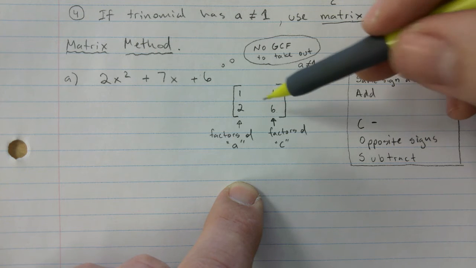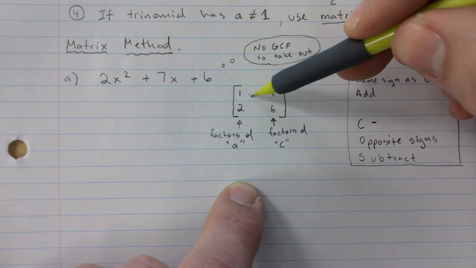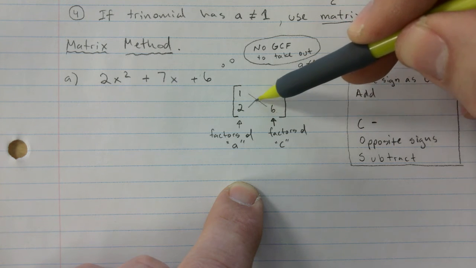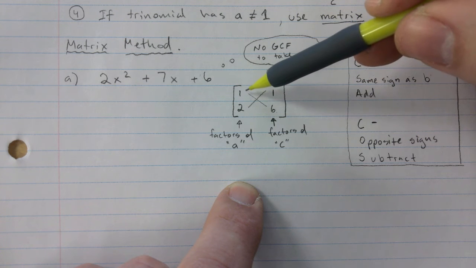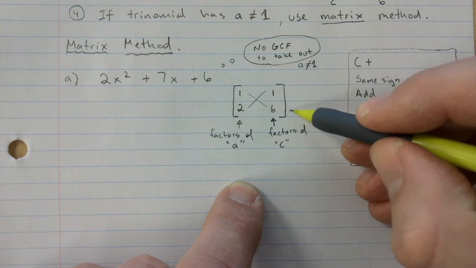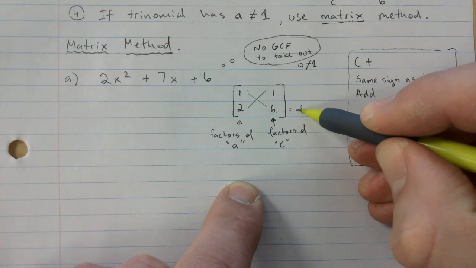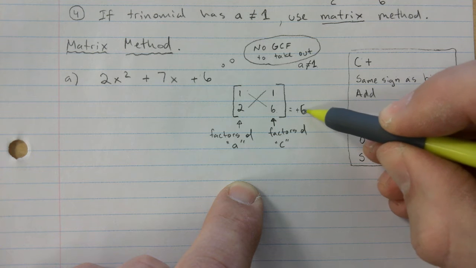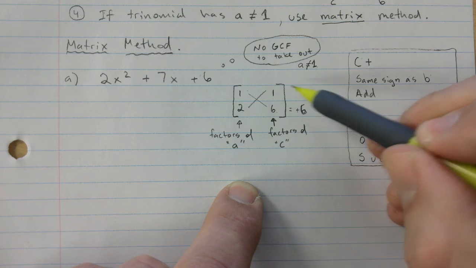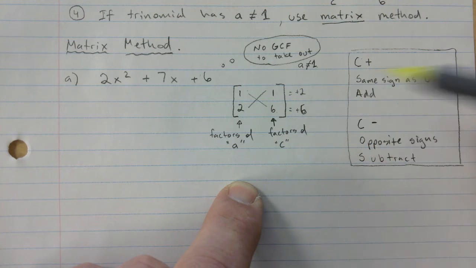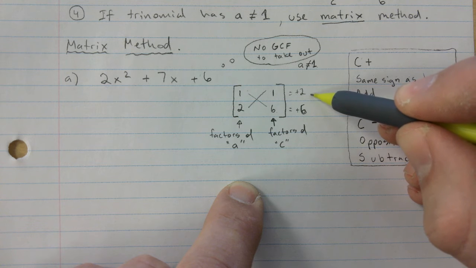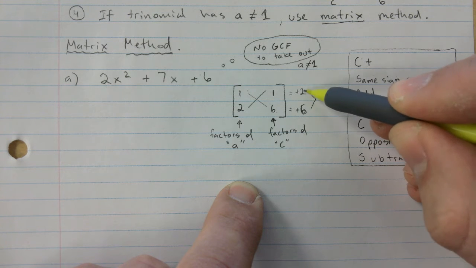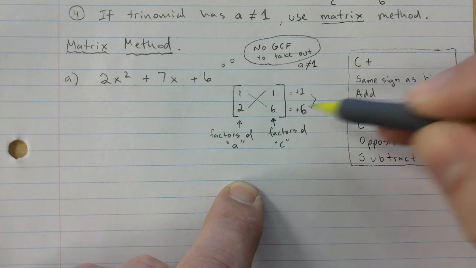So what you do in a matrix method is you multiply across like this and like this. You make an X. So it's 1 times 6 is 6, positive. That looks like a b. That's a 6. And 2 times 1 is 2, positive. Right? And then you check, do these two add up? What do they add up to? That's what I mean with adding. You're going to have to add.